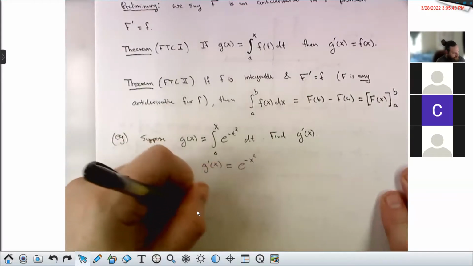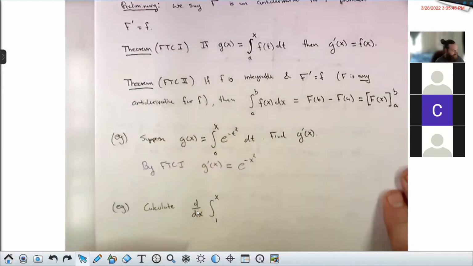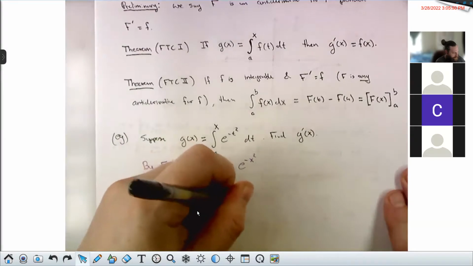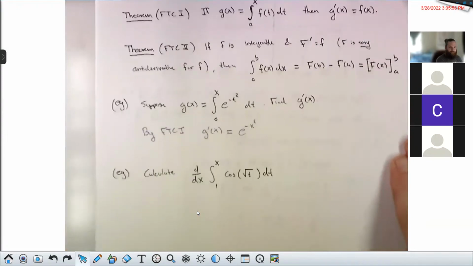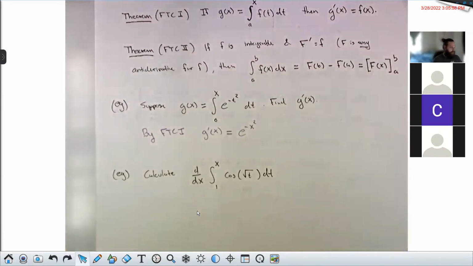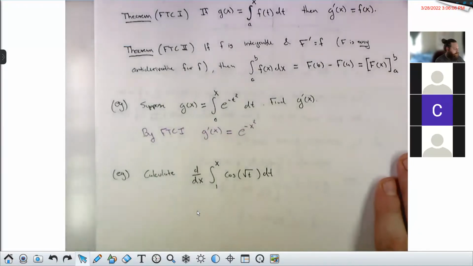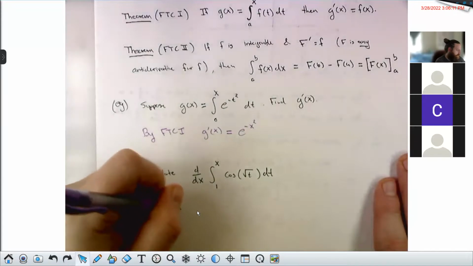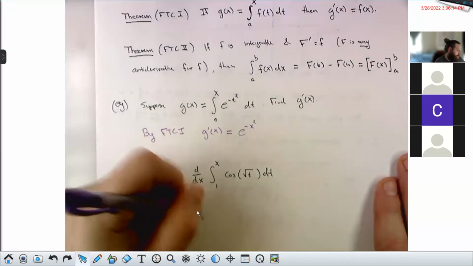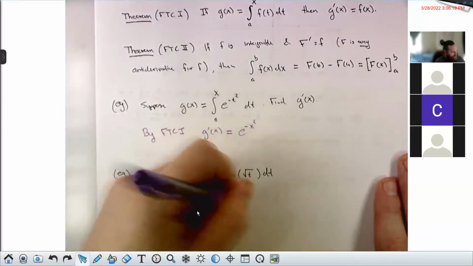I could say, calculate d dx of the integral from 1 to x of something like the cosine of the square root of t, dt. And then the trick here is, again, just to parse this in terms of FTC1. So I could say, well, let g of x be the integral from 1 to x of cos square root t dt.